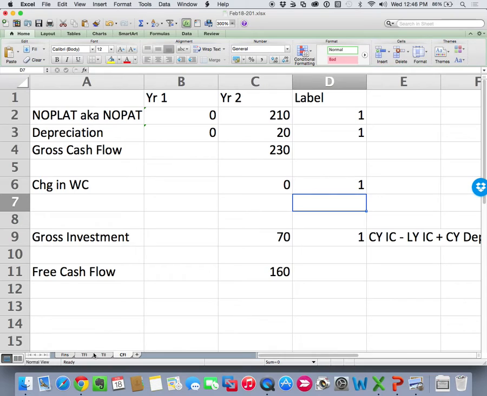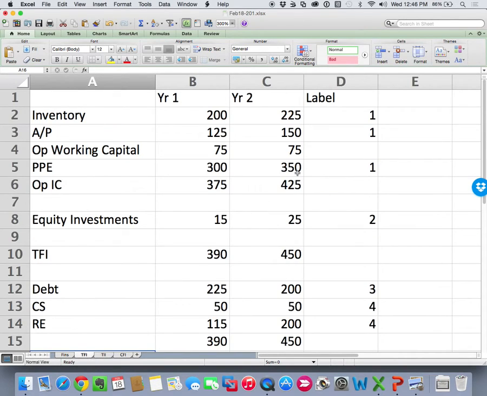No impact on cash. And if we go back to the TFI, we can see that. The company added 25 more of inventory, spent 25 in cash. The company didn't pay for it. Accounts payable went up by 25. So makes sense, 25 and 25 offset each other. There was no impact on cash from the working capital. PP&E.